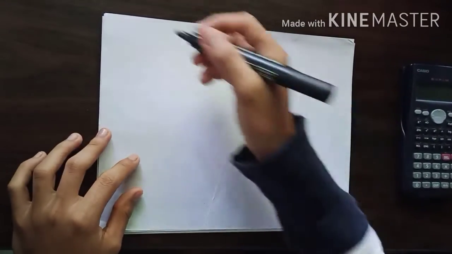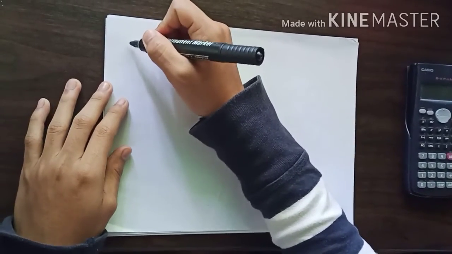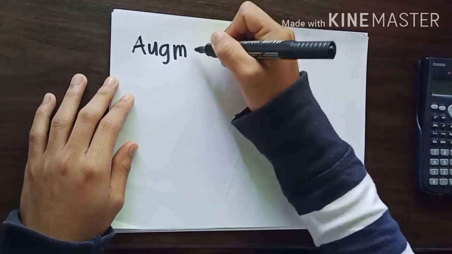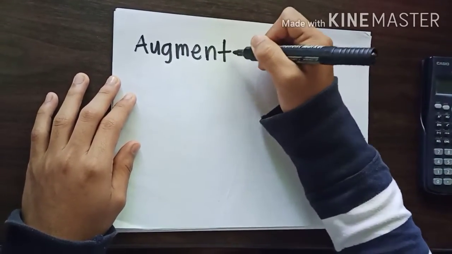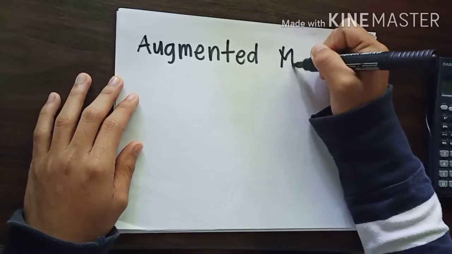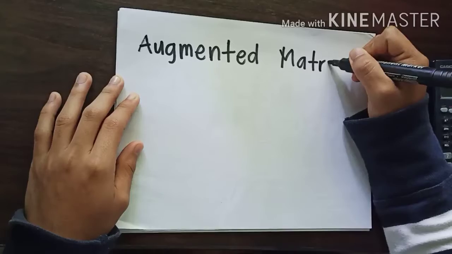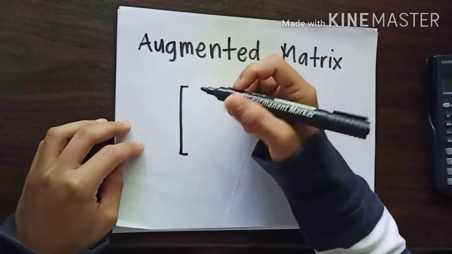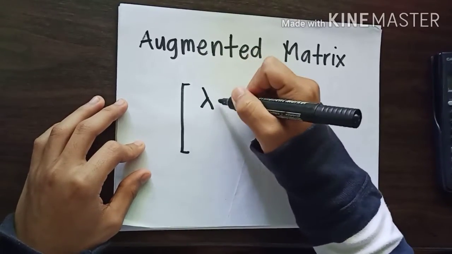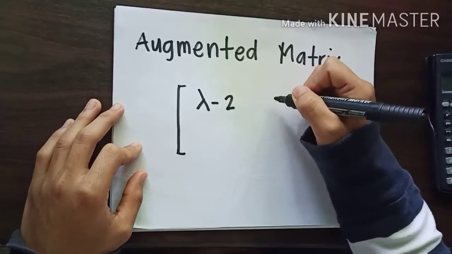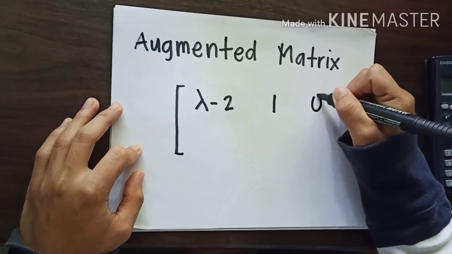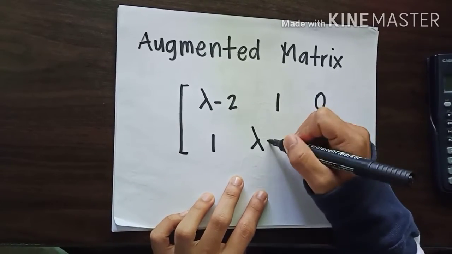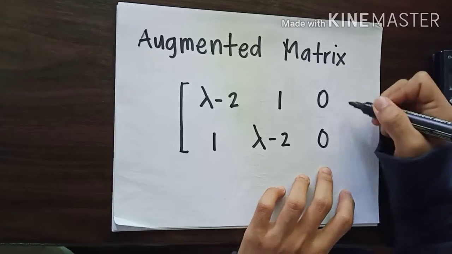So for our step 2, we'll just write down the augmented matrix. On this part, we will just write down all the coefficients of x and y. So first we have lambda minus 2 on the first row, 1, and then 0. And then in the second row, we will have 1, lambda minus 2, and 0.